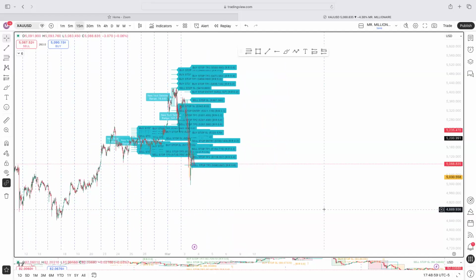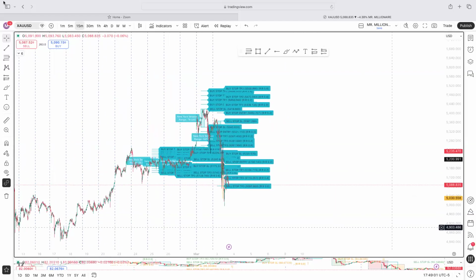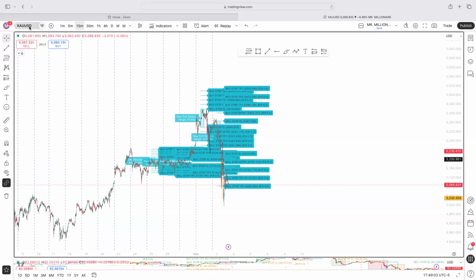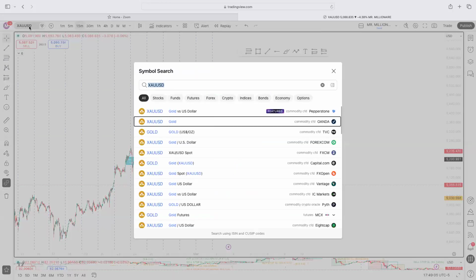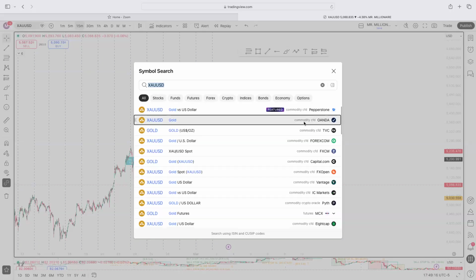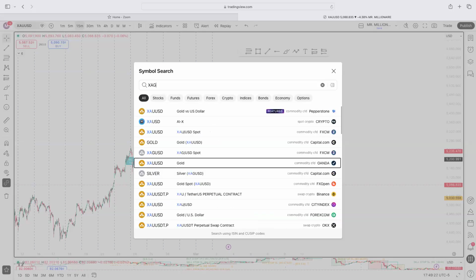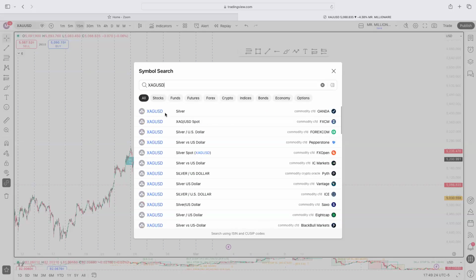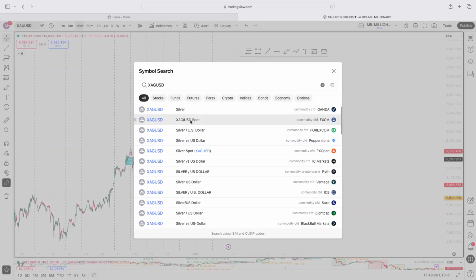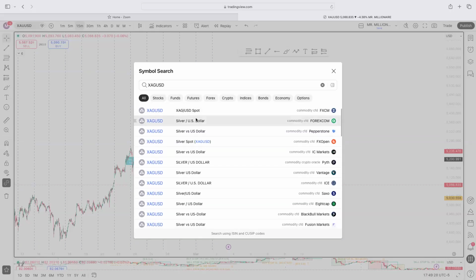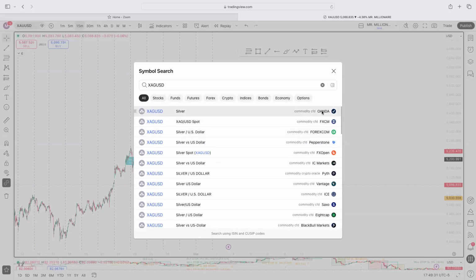So one of the things that I like to trade is gold. The first thing you want to do is make sure you have the right asset at the top. So we have gold, and the ticker for gold is XAU USD. You'll see gold pop up. A good broker is Oanda. All right, you see Oanda. Another good asset I like to use is silver, XAG USD, and you'll see XAG USD spot, or you'll see this one up here says silver, but I always click Oanda.